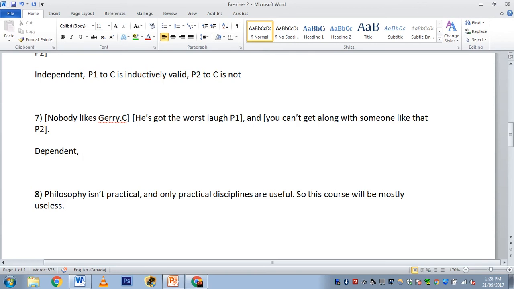So remember, to judge whether something is deductively valid, imagine that the premises are true and then ask yourself, does this guarantee the conclusion? I'm tempted to say that this is deductive. So he's got the worst laugh, so he's got this problem. So Jerry has the worst laugh. If worst laugh, then no friends, basically. Therefore, Jerry has no friends.